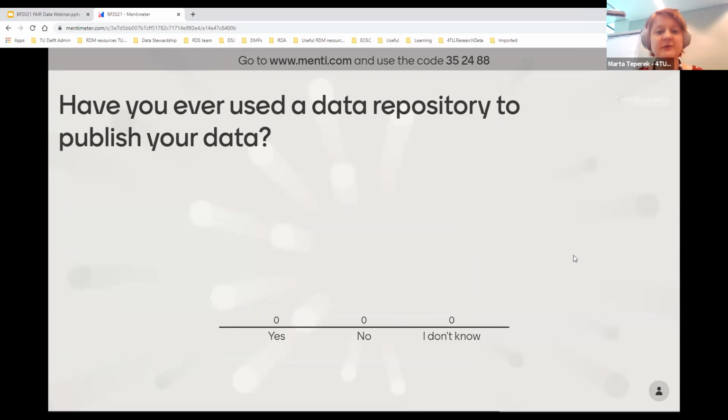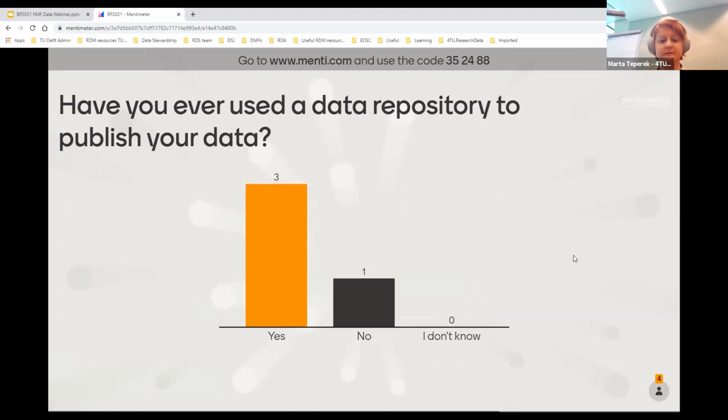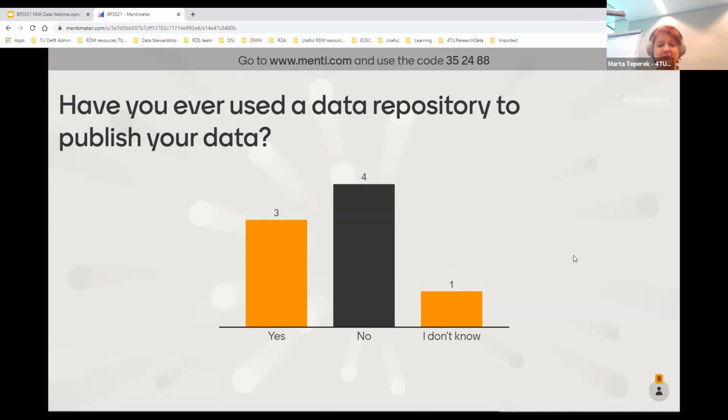And my final question before starting the presentation, just to know your experience: have you ever used a data repository to publish your data? One yes, straight away. Don't know is also a valid answer, by the way. Yes, we have, I don't know, also no. Couple of yeses, noes, a bit more noes.